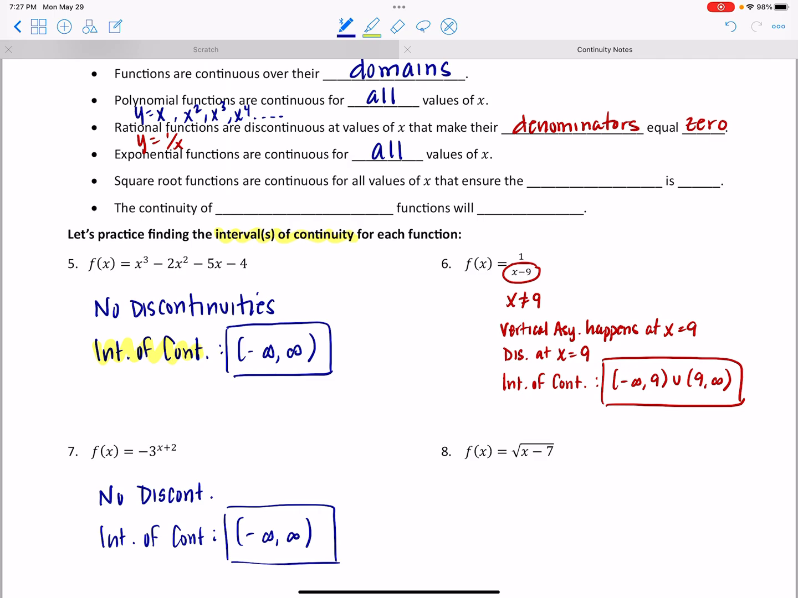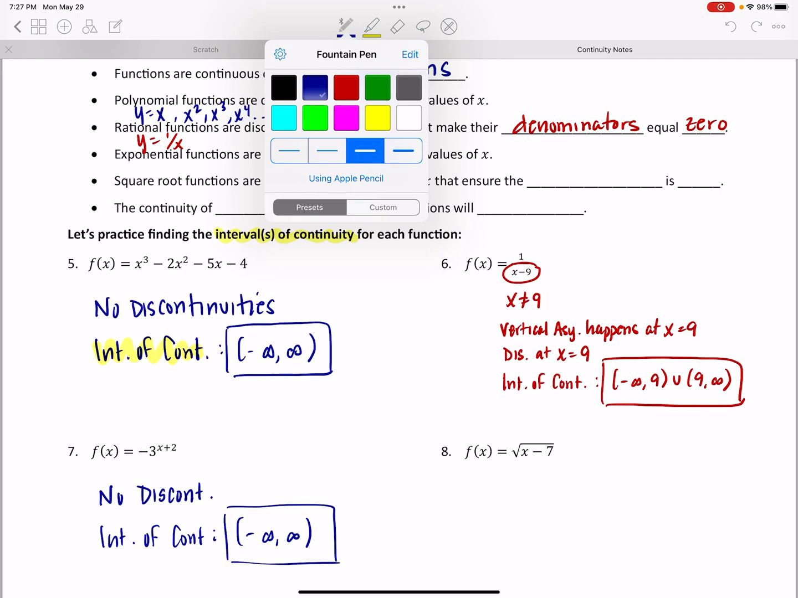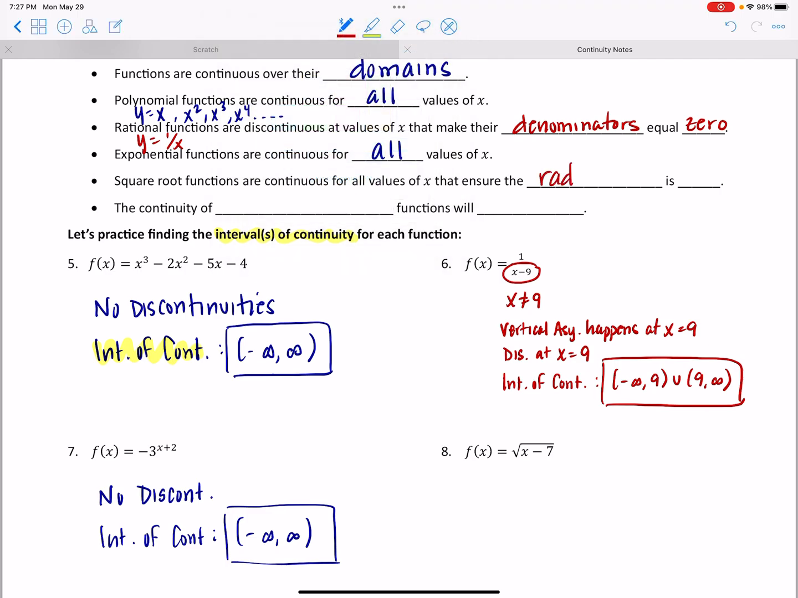The domain for a square root function includes all of the x values that ensure that the radicand, the thing that's underneath the square root, the radical, is at least 0. So we're going to say that the radicand for a square root has to be greater than or equal to 0. So a square root function, again, like the square root of x. And let me put this up here. Exponential function means we have some base to the x power.